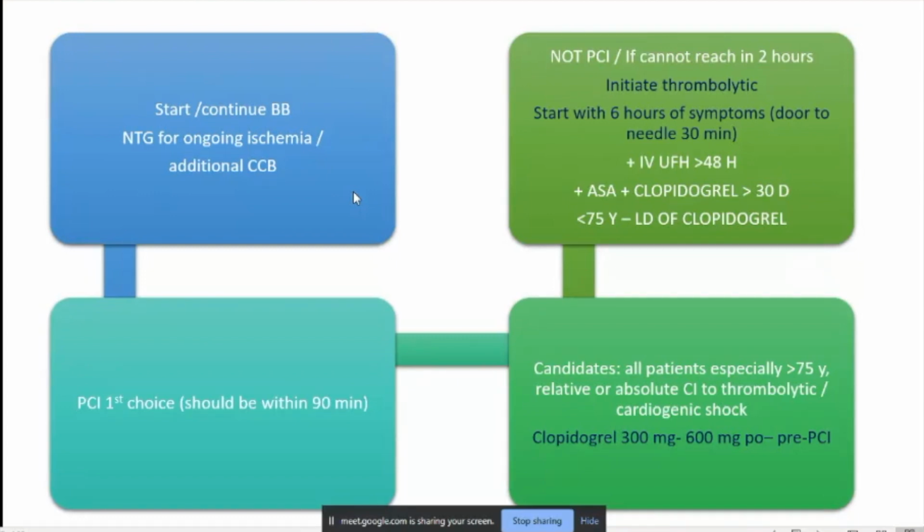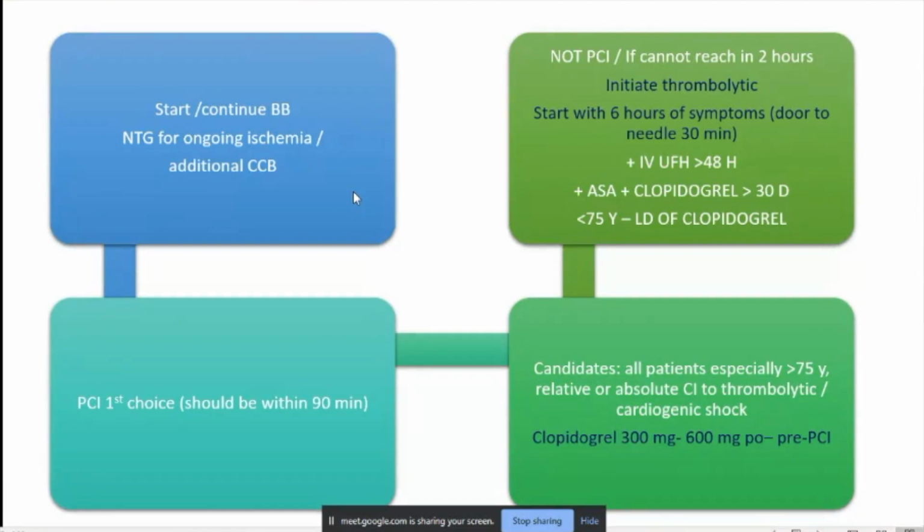So again, it has to be done within 90 minutes, at least 90 minutes. Okay. Now, can we recommend this to all patients? Yes, we can recommend it to all patients, but especially the patients who are above 75 years, and patients who are relatively or absolutely contraindicated to thrombolytics. So we know the thrombolytic is the drug of choice here.